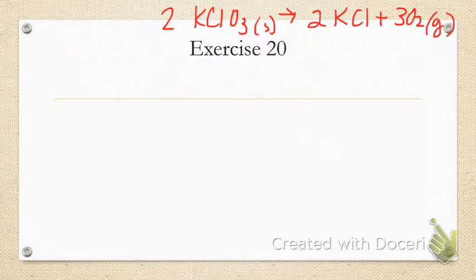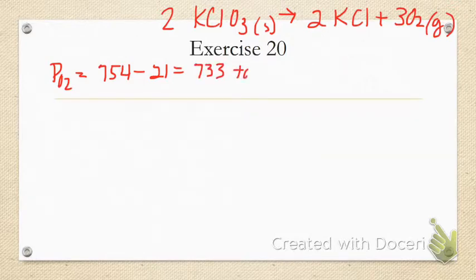So the first thing we want to do is correct for the oxygen. So we would just take 754 minus 21. So the pressure of the gas that we collected would be 733 torr. Okay? Because they gave it to us in torr, we will not be able to leave it in torr. We're going to need to put it into atmospheres. So we are going to solve for the moles of oxygen that we collected at that pressure.